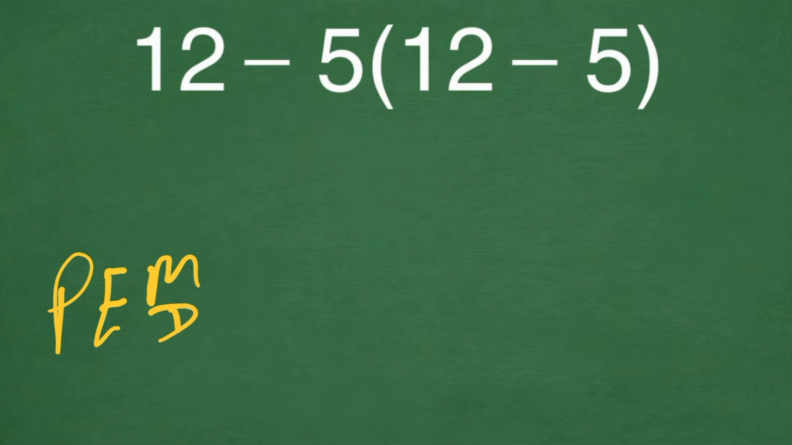So here is the rule. P stands for parentheses, E stands for exponent, M and D stand for multiplication and division, A and S stand for addition and subtraction. So before we solve anything else, we have to solve the parentheses. So that is what the rule says.